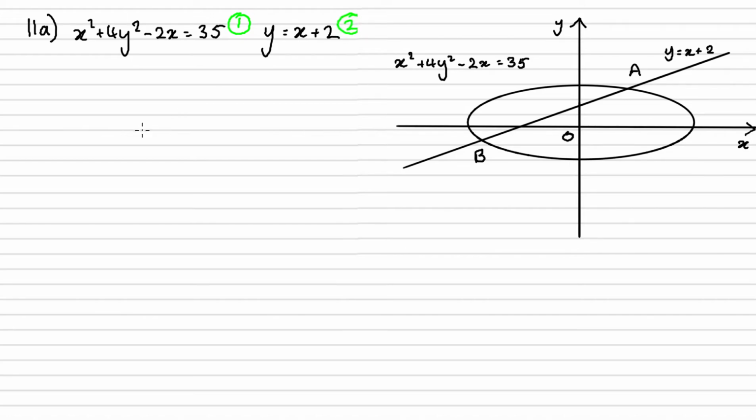So what I'm going to do now is substitute equation 2 into equation 1. Okay, so I can get one equation just in terms of x, because this process will eliminate the y's. So I have one equation just in terms of x, and then I can solve for x and resubstitute back to solve for y.